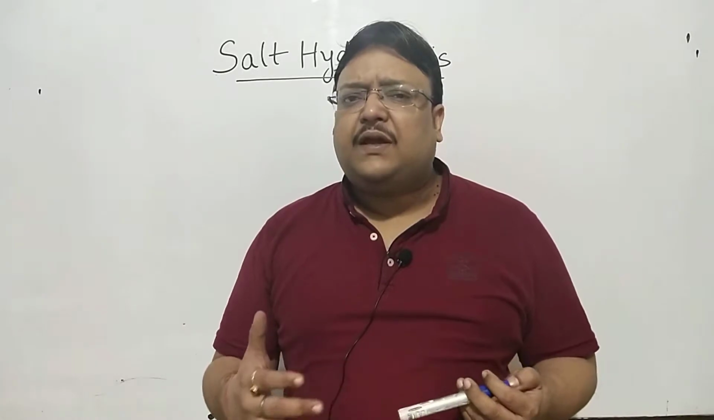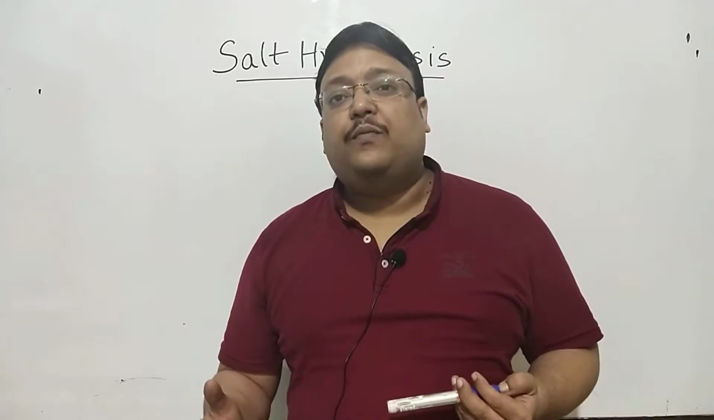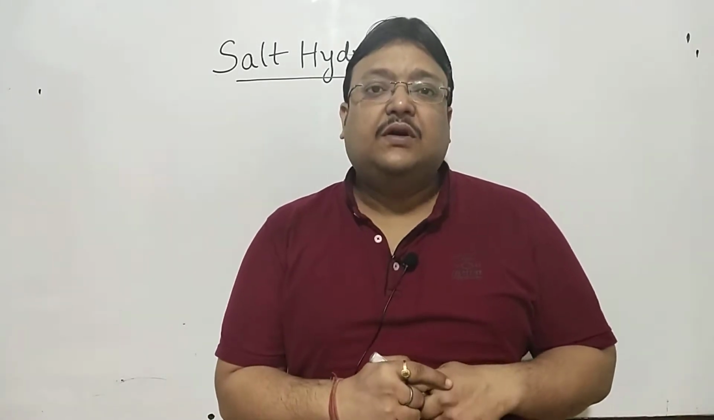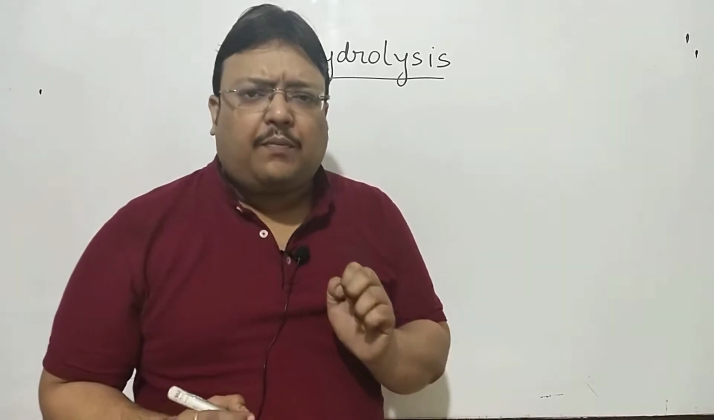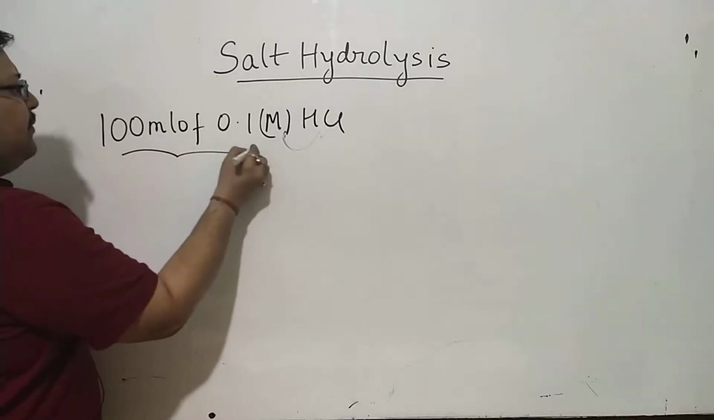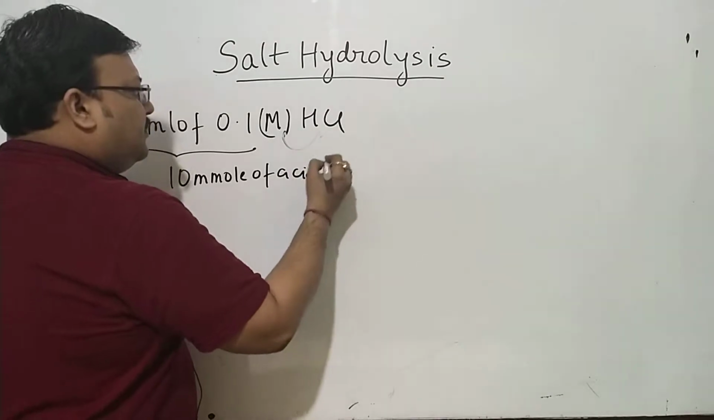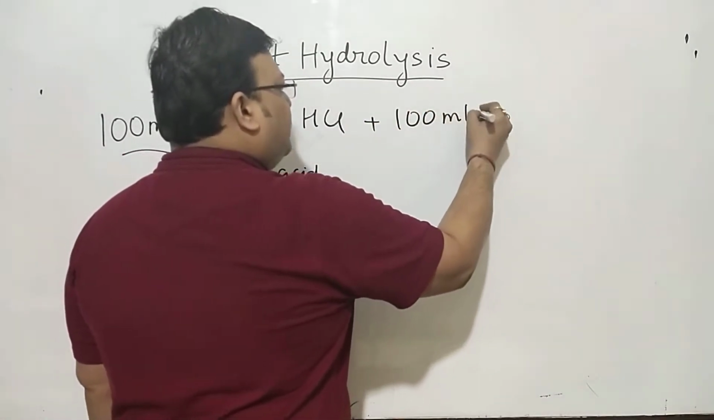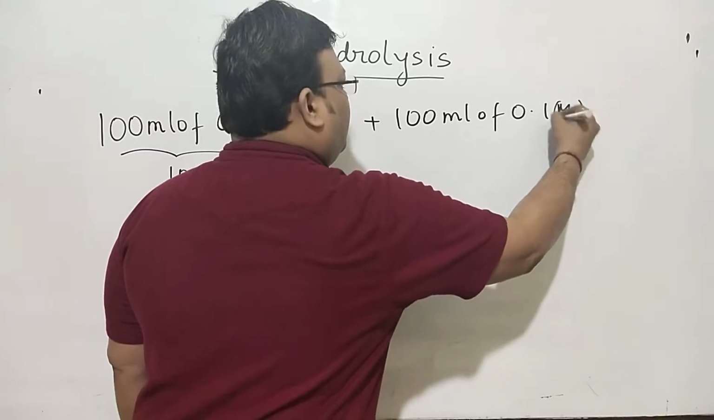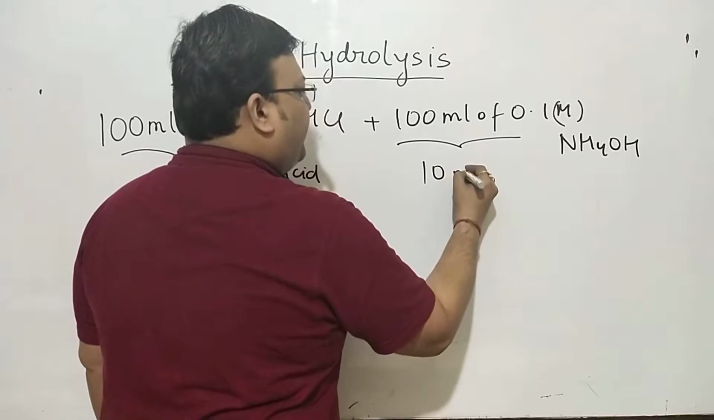We wonder there must be something happening in the solution which is other than neutralization, and that phenomena we are going to discuss in this class. So I'll go back to that particular problem where suppose you are given 100 ml of 0.1 molar HCl, which is say 10 millimole of an acid, and 100 ml of say 0.1 molar ammonium hydroxide, which will be 10 millimole of a base.